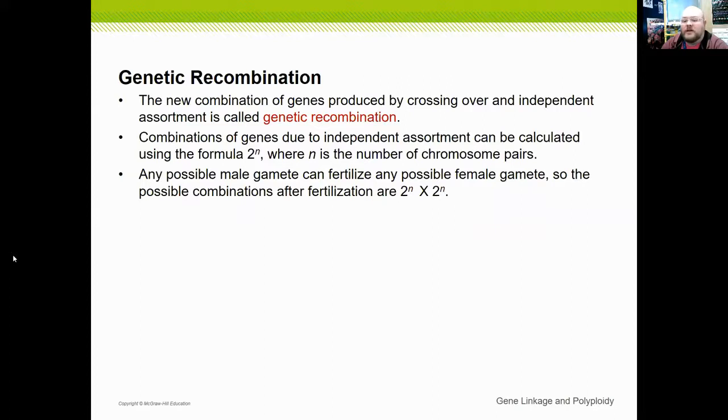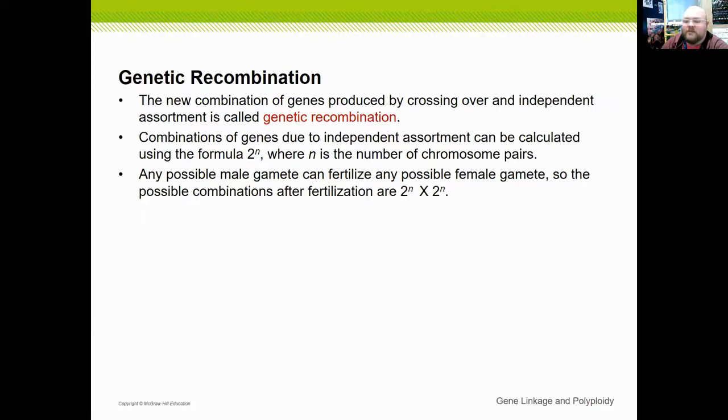Now, genetic recombination. The new combination of genes produced by crossing over and independent assortment is called genetic recombination. Combination of genes due to independent assortment can be calculated using the formula 2 to the nth power, where n is the number of chromosome pairs. So any possible male gamete can fertilize any possible female gamete. So the possible combinations after fertilization are 2 to the nth power times 2 to the nth power.